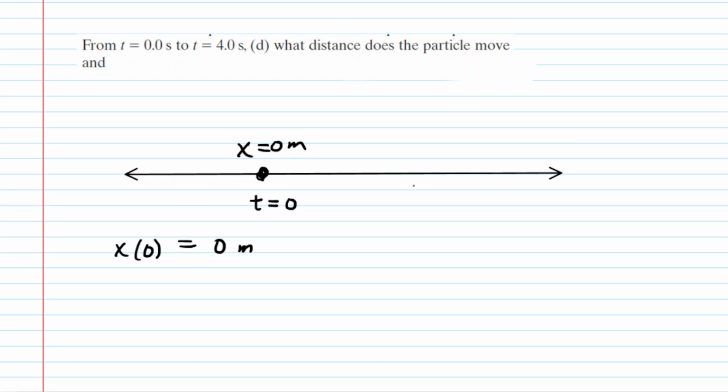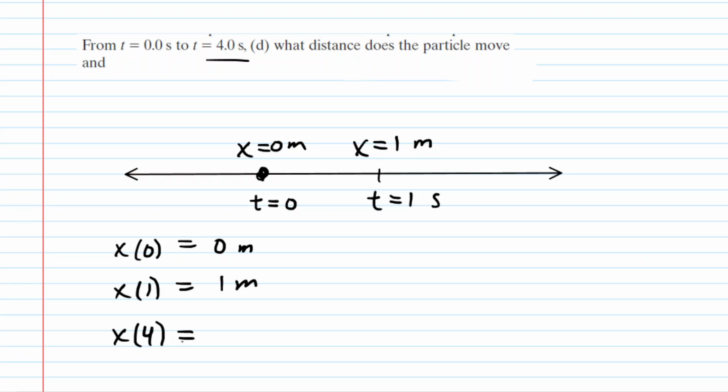But then we learned at time 1 second, and we had plugged in 1 second into the position function, we had gotten a position of 1 meter. So now the particle would be located right here. But we're going all the way up to 4 seconds, so let's plug 4 into our position equation.